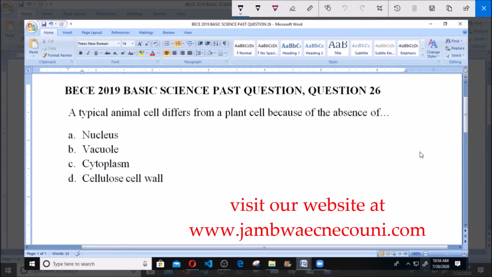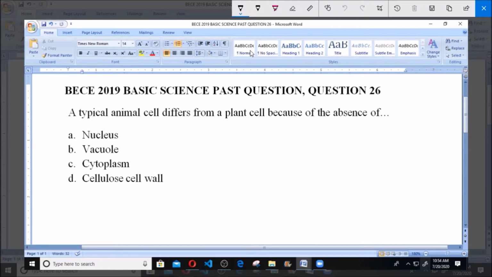Now I'm very sure we know what a cell is. A cell is the basic unit of life, and all plants and animals have cells. These plant and animal cells are not identical, although some components are identical, there are also some differences. From our question we have to pick out a component that is found in plants but not found in animal cells. So we are going to be drawing an animal cell.